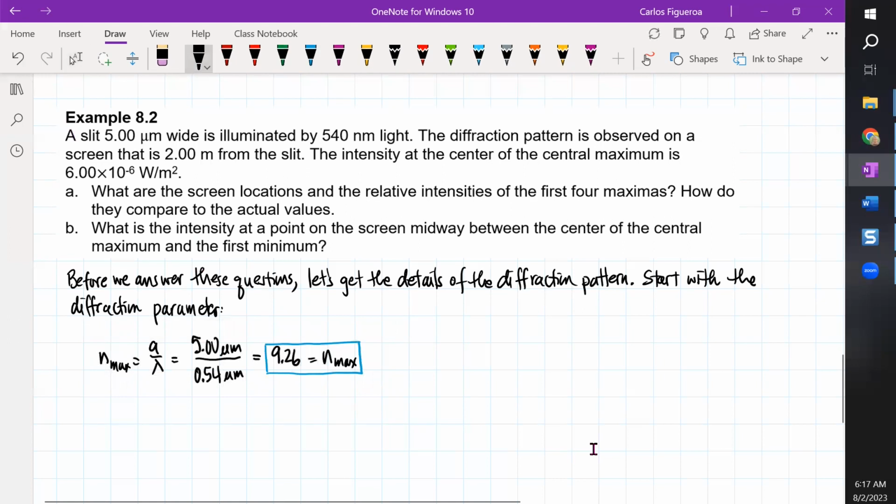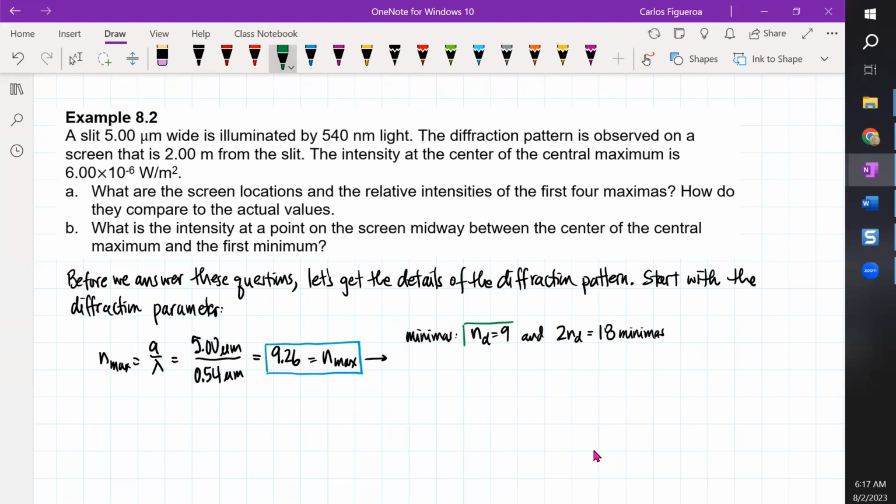So what this tells me is that if I look at my minimas, I'm now looking at the integer value. So the nearest integer to 9.26, we have N_D equal to 9. And that tells me that the total number of minimas is going to be 2 times 9, which will be 18 minimas. And of course, this is on both sides.